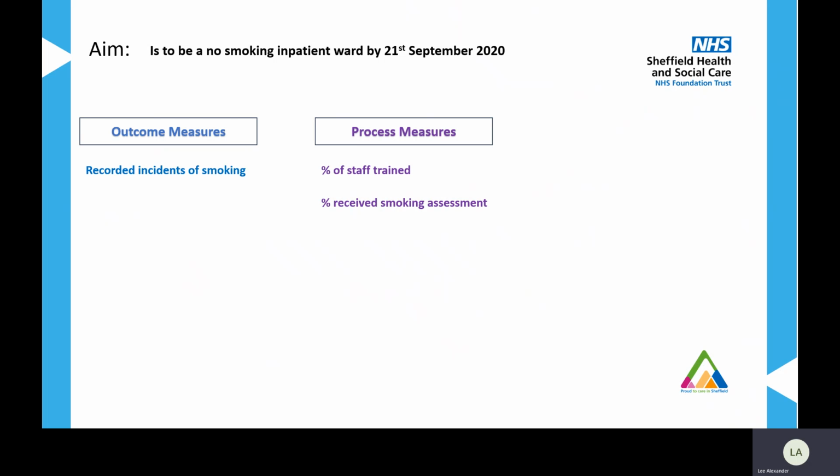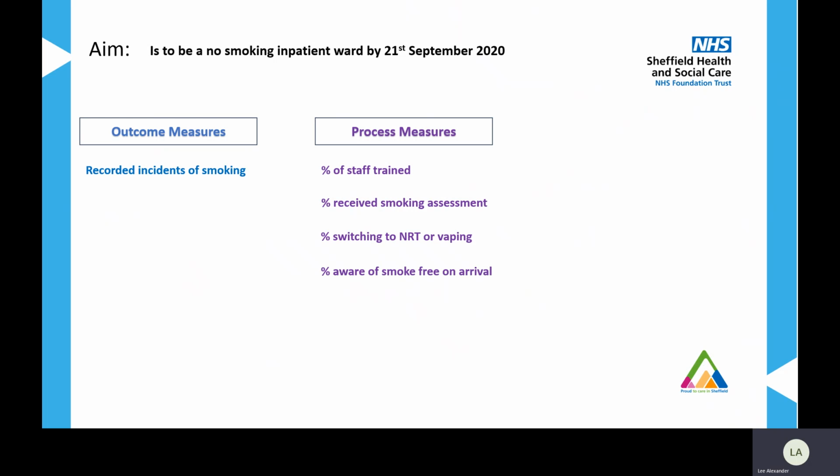Secondly, having a smoking assessment during the admission was really important. So the team are measuring what proportion of patients receive a smoking assessment on admission. To successfully become a smoke-free ward, service users will need to engage in nicotine replacement and other alternatives. This will be supported by the training and the smoking assessments. And the team will measure the impact they're making against switching people to alternatives by looking at prescription rates.